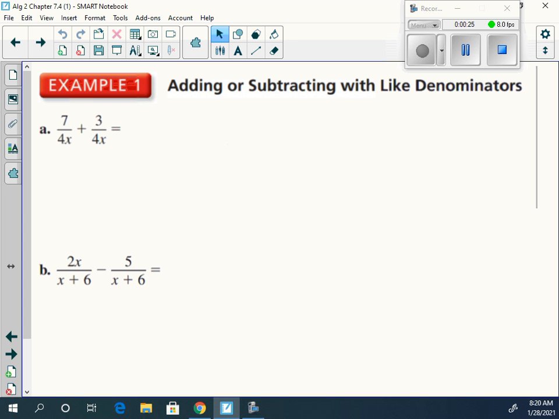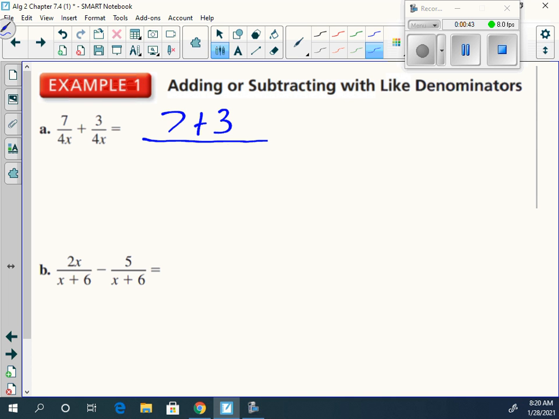So if we look at the first one here, 7 over 4x plus 3 over 4x, we want to add these together, and the only way we can add them together is if the denominators are the same. Are they the same? Yes. So that means we can do 7 plus 3 over 4x, because the denominator does not change. 7 plus 3 would be, over 4x, and that's our answer, yes?